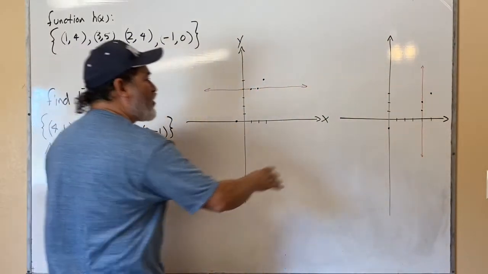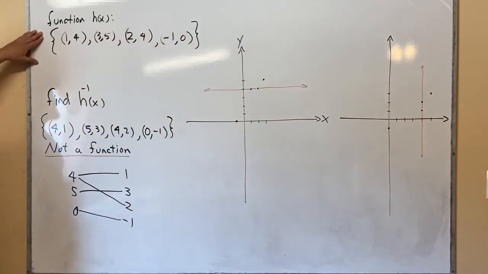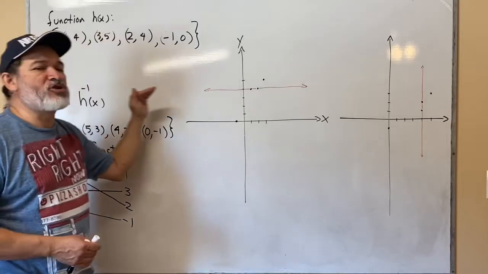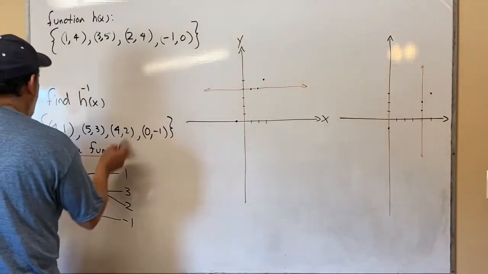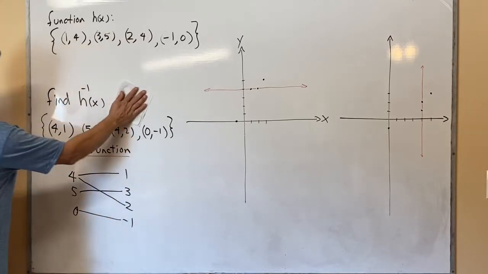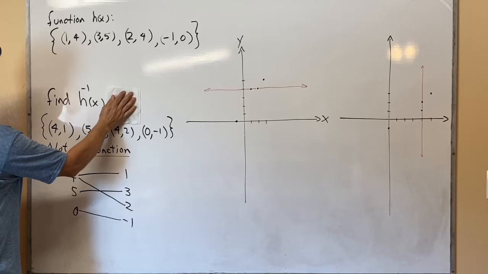So we don't have to go through all of this. We can just graph the function and see if it passes the horizontal line test. Okay. All right. So watch this. I have to erase this, okay, guys?